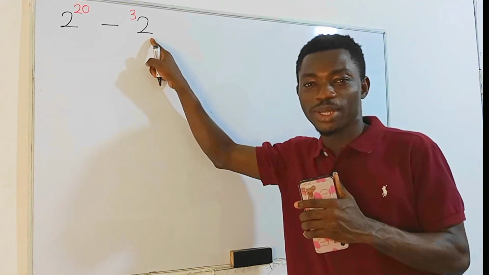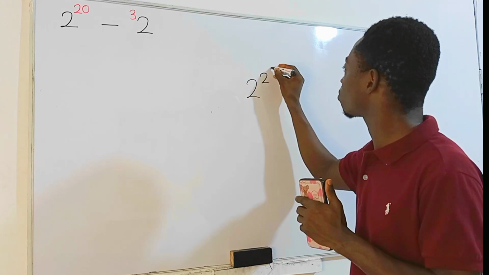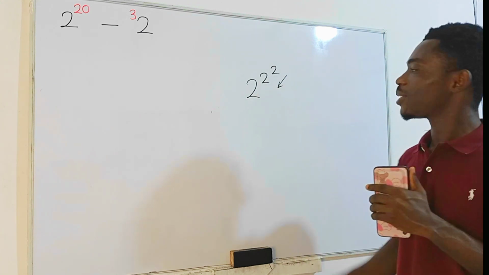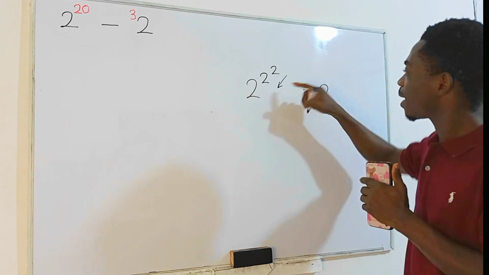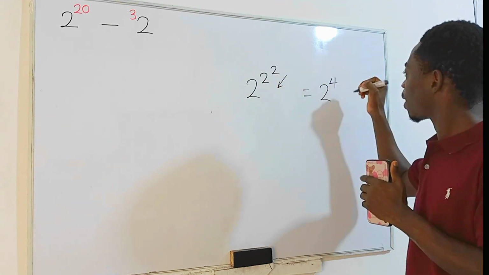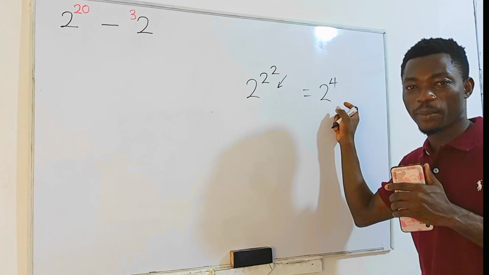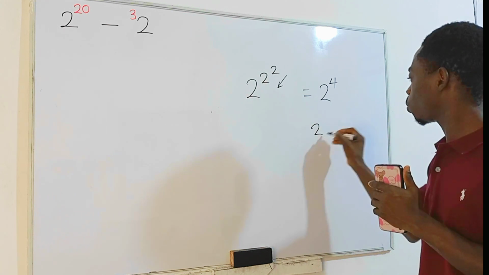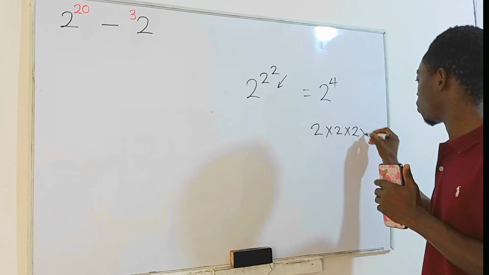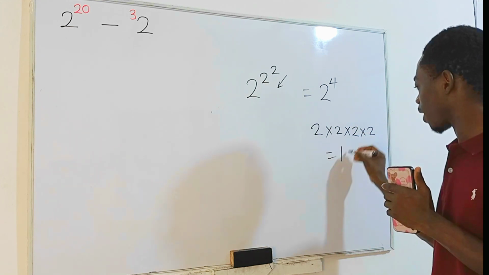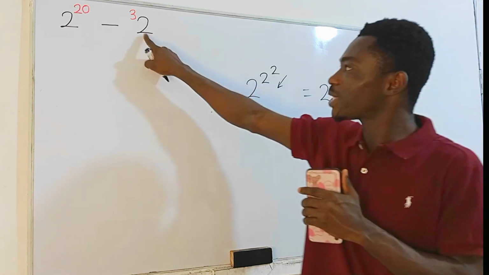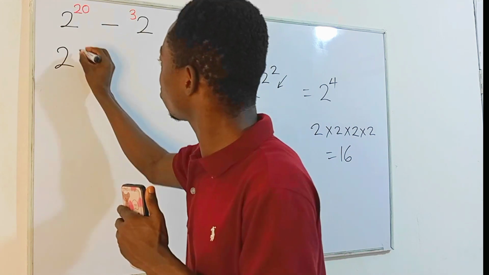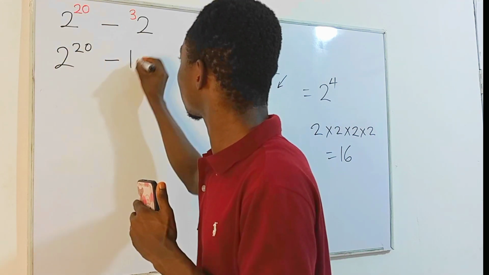So 2 tetrated to 3 basically means that we're going to have 2 to the power 2 to the power 2. And of course, to solve this, we have to start from the top and then come down. So I'll write this 2 here, then 2 to the power 2 is 4. And this time we have an exponential term, and exponentiation is all about repeated multiplication. So this means 2 times 2 times 2 times 2, and this is going to give us 16. So in place of 2 tetrated to 3, I'm going to replace that with 16. And this time we are going to have 2 to the power 20 minus 16.